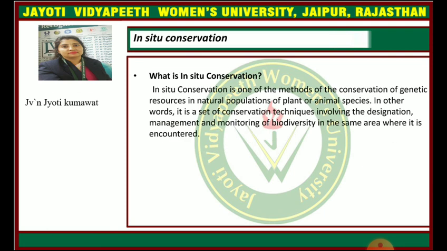Now, coming to the point, what is in situ conservation? In situ conservation is one of the methods of conservation of genetic resources in natural populations of plant or animal species. In other words, it is a set of conservation techniques involving the designation, management, and monitoring of biodiversity in the same area where it is encountered. This is called in situ conservation.